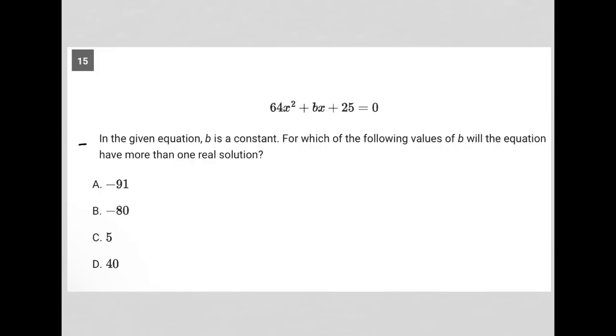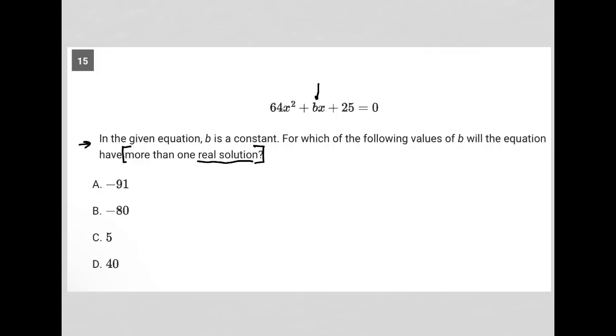So this question says, in the given equation, b is a constant. This b right here. For which of the following values of b will the equation have more than one real solution? So this is a key phrase, more than one real solution. And really the key part is the real solution, because the opposite of having a real solution is having an imaginary solution. I guess you could also have no solution.